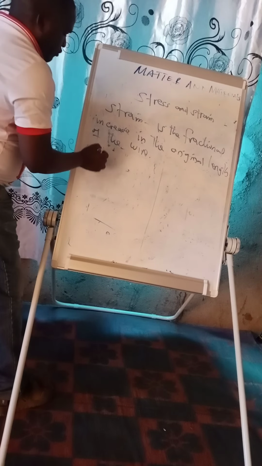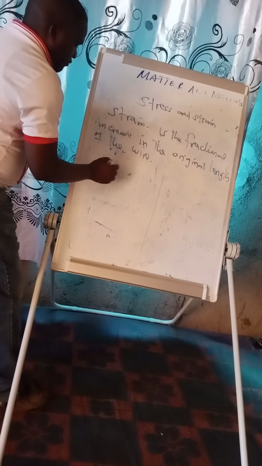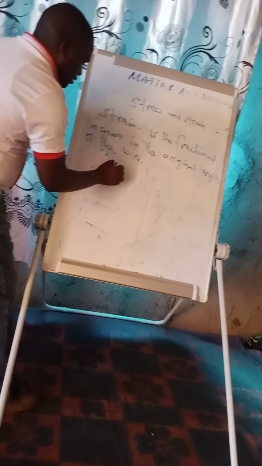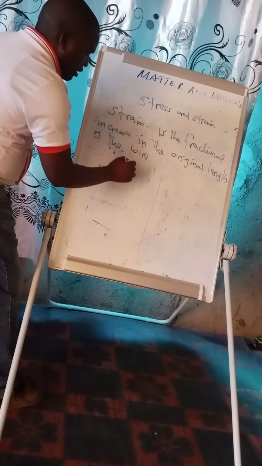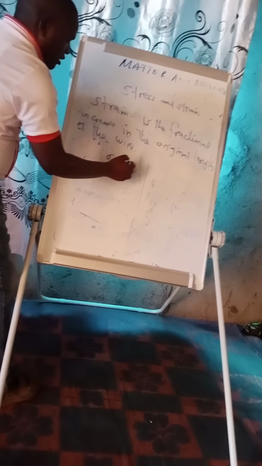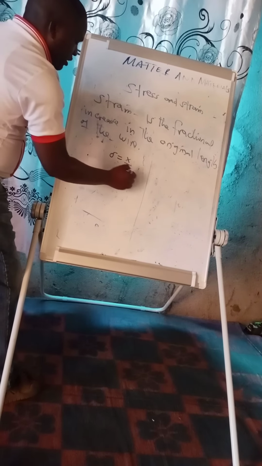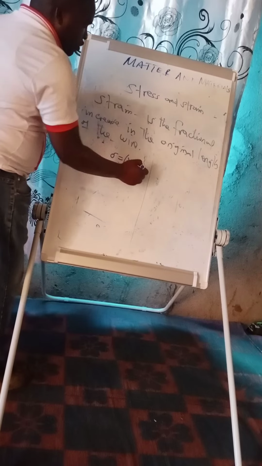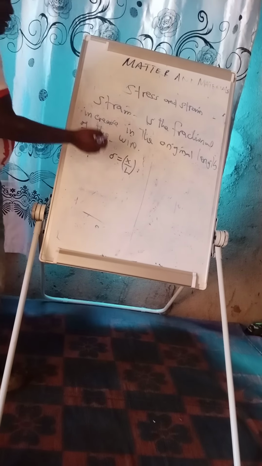So fractional strain is represented by this symbol, epsilon, and is equal to the extension over original length. This fraction is what is known as strain.